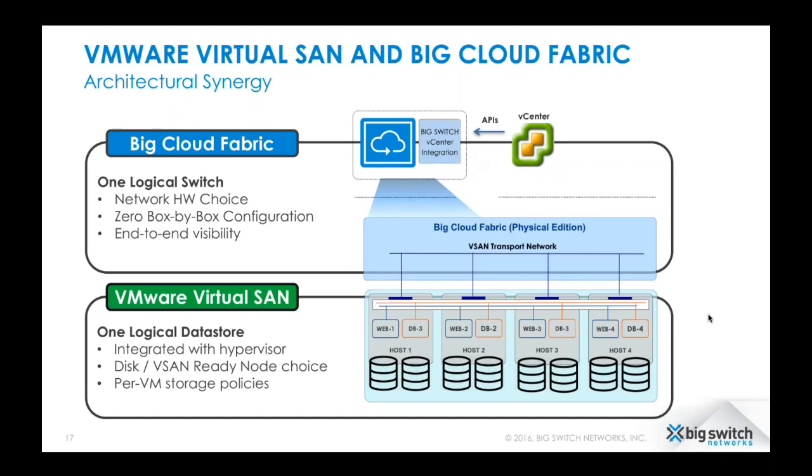Now, something similar can be said about virtual SAN. Virtual SAN presents one logical data store for the VM admin. It's integrated with the hypervisor. Just like the Big Cloud Fabric, virtual SAN provides you a choice for disks as well as multiple vSAN-ready nodes if you want to deploy vSAN. And you have per VM storage policies that are globally visible, but the storage policies can be configured for a specific VM. And they really control what disks and what data store the VM is placed in.